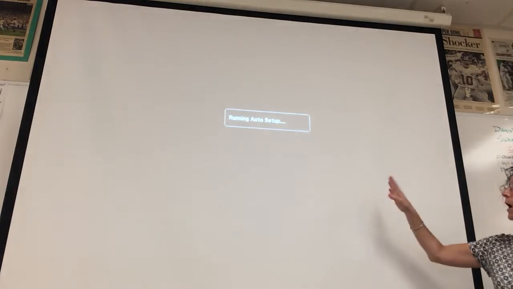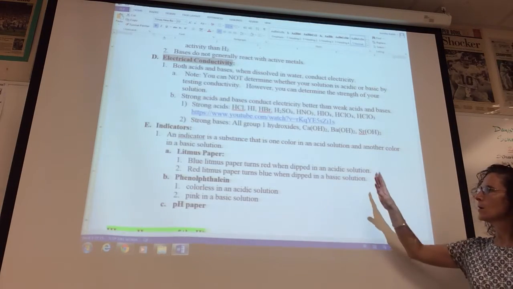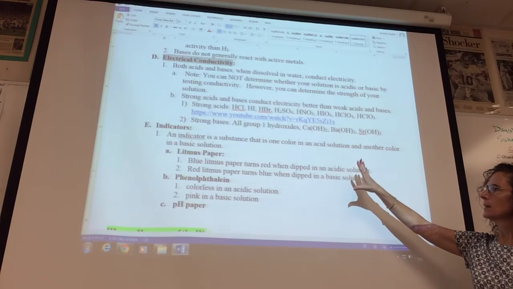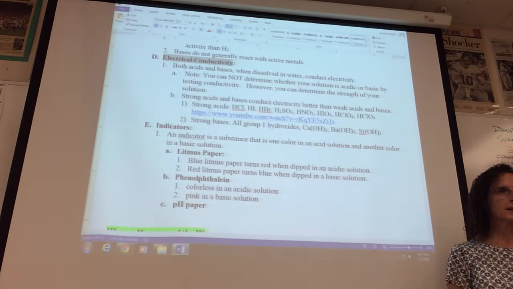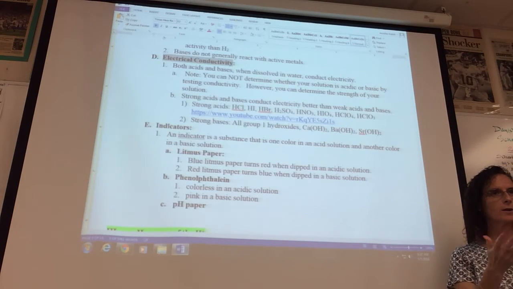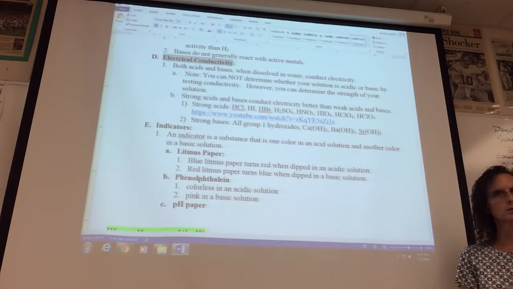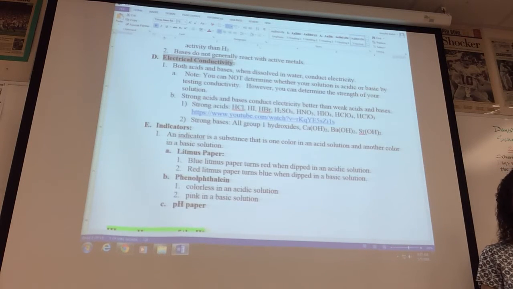We'll also be talking about indicators, and we'll talk more about this in the lab. But an indicator is a substance that's one color in an acid and a different color in a base. In middle school, you may have used litmus paper. It was red or blue. And if you dripped acid on it, it's red. And if you drip base on it, it's blue. Did you do anything like that in middle school? Yes, yes?